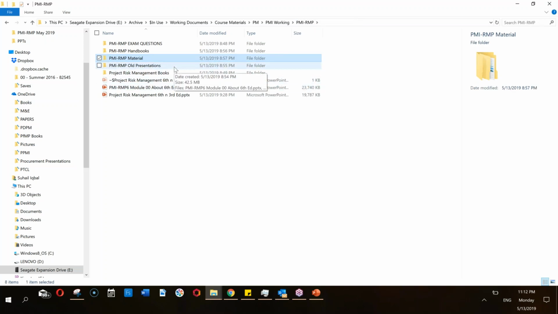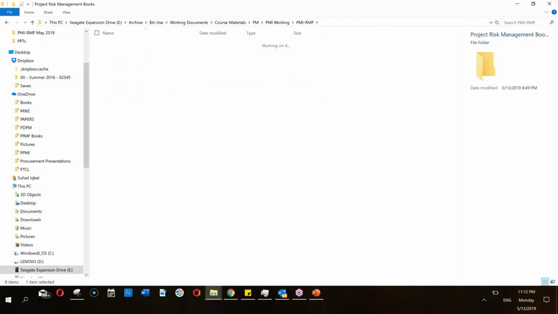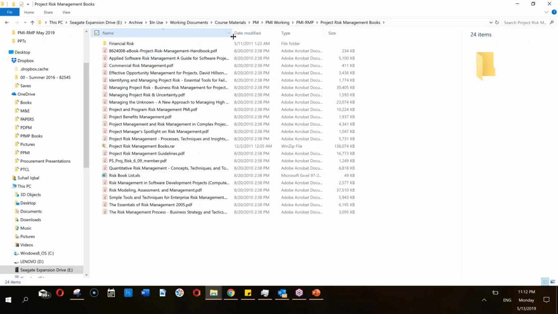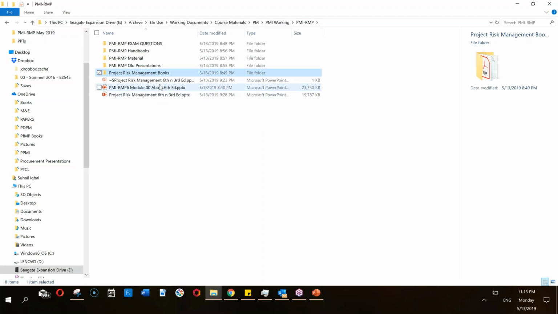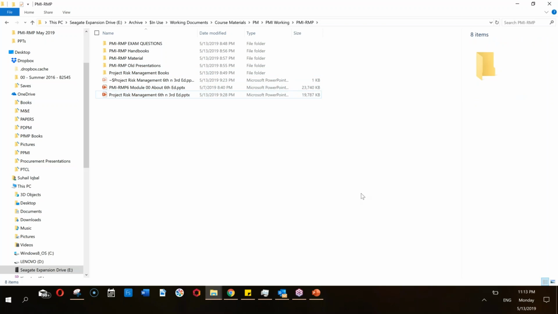Then my old presentations, which are not fresh, are in this folder. And these are the various risk management books, electronic books. These are all listed here. There are many books here, so you can read through anyone you like. And these are the presentations I am talking about. The very first day was module 00, and all the remaining presentations till the end are in this last file. This is all included, and you can download it from here. I think you have more than what you can chew, so you will definitely pass your certification.